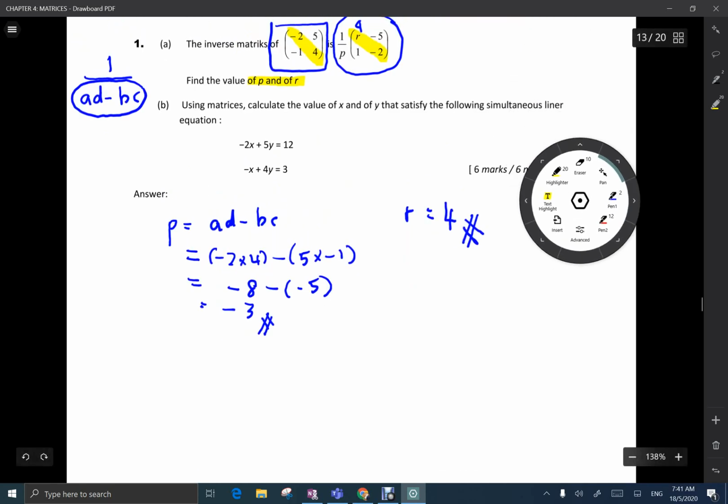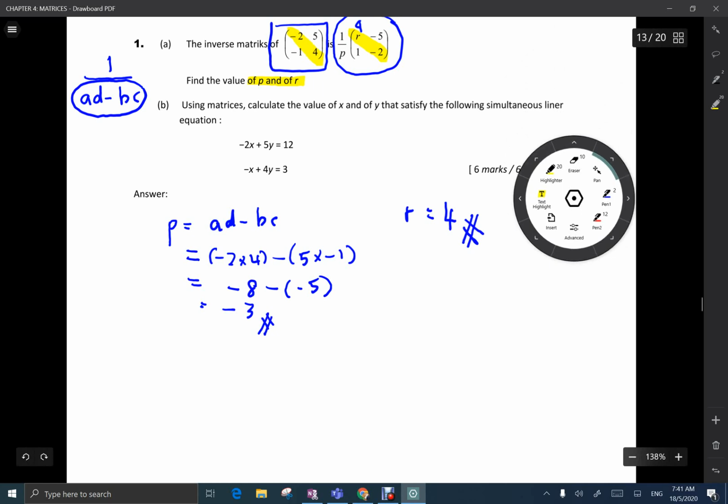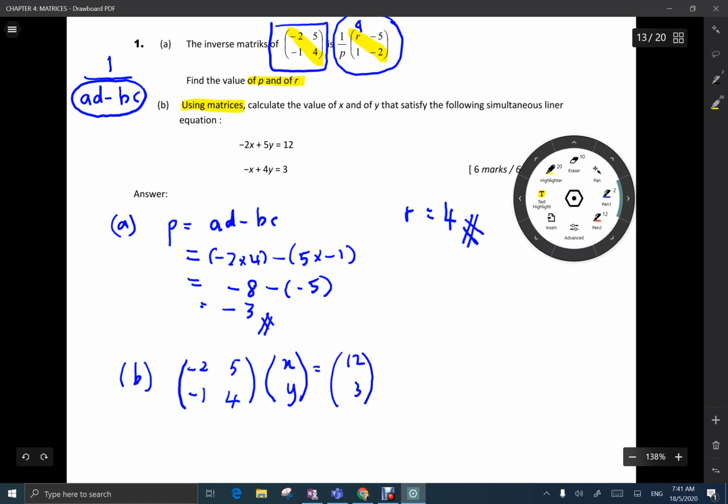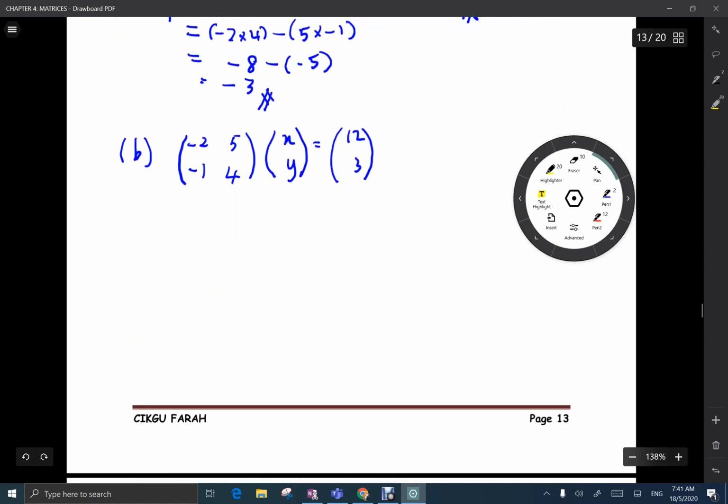Okay. So, boleh. Now, B. Using the matrix method. Okay, using matrices. Remember, you have to use matrices. Kalau guna cara lain, even though your answer is correct, it is not acceptable. Okay, using matrices, calculate the value of X and Y. So, this one kita baru buat je hari tu. So, apa the first stepsnya? Ini soalan A, ini soalan B. So, apa the first step je? So, mula-mula kena buka dulu bracket. Okay, tulis number. -2, 5, -1, 4, and then times with X, Y equals to 12, 3. Okay, then kita solvekan je lah.